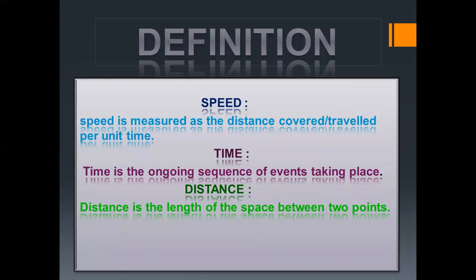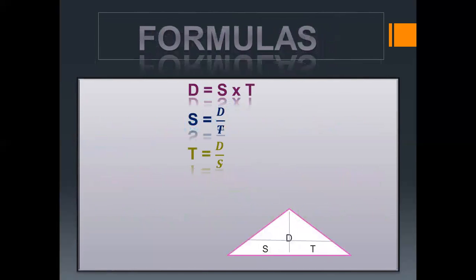Before starting the questions, we first see the definitions of speed, time, and distance. Speed is measured as the distance covered per unit time. Time is the ongoing sequence of events taking place, and distance is the length of the space between 2 points. These are the definitions of speed, time, and distance.